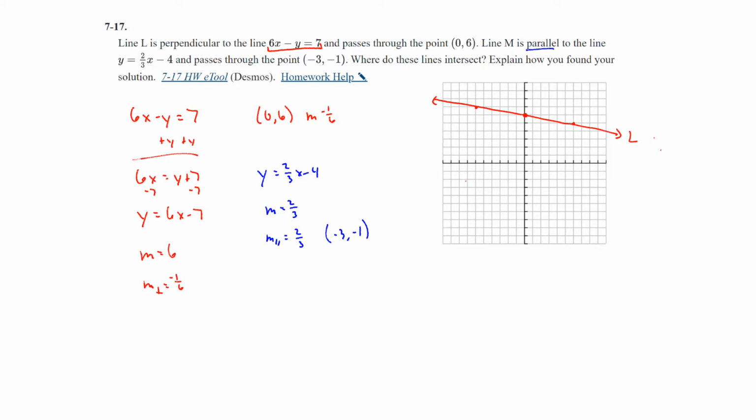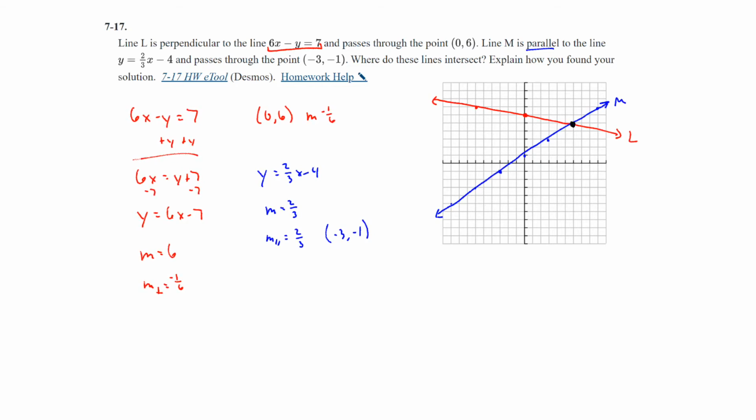So let's go ahead and graph that one. At (-3, -1), and the slope is 2/3, so up 2 to the right 3. And you'll notice it intersects line L. So then we'll graph this line, and that's line M.